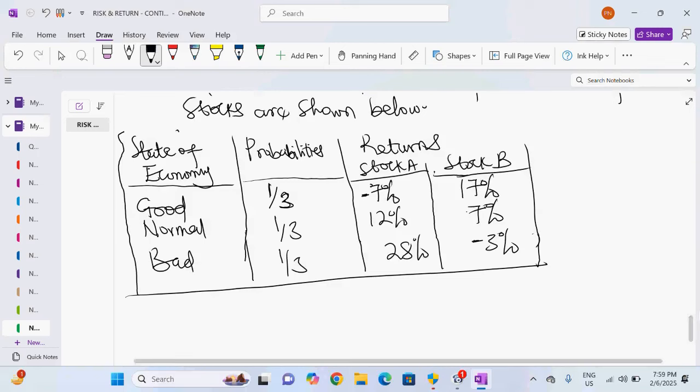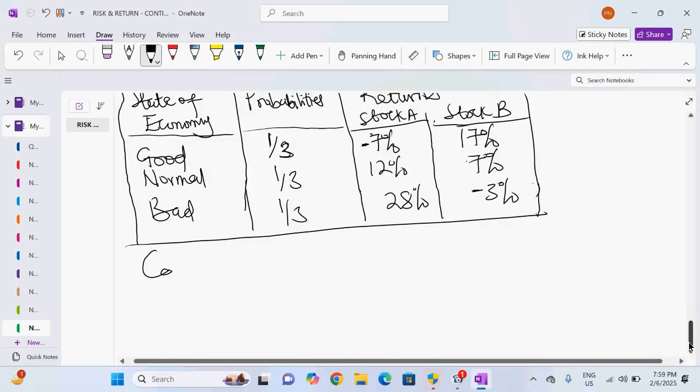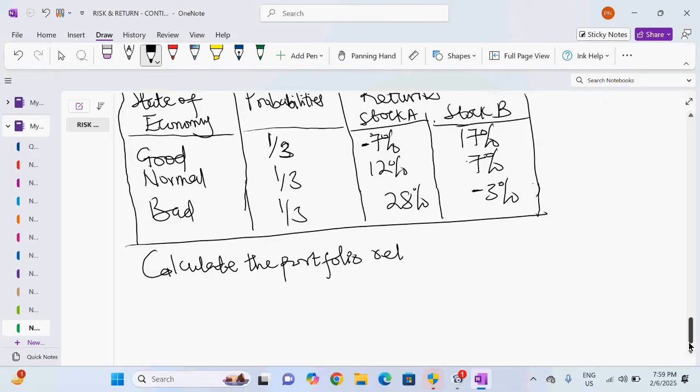So with this, calculate the portfolio return and risk. So you can see that this is a combination of the risk and the return. Portfolio risk and return.